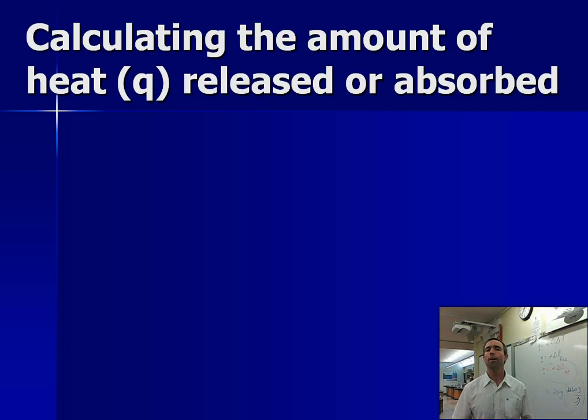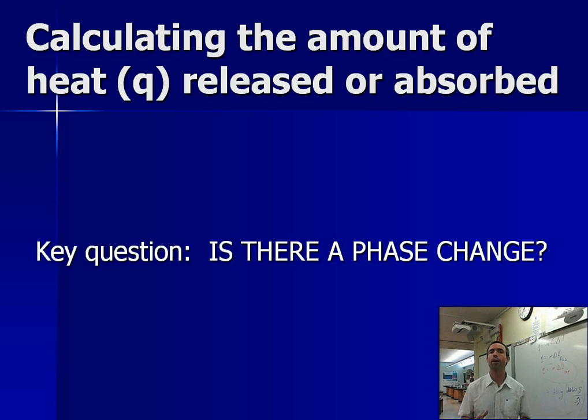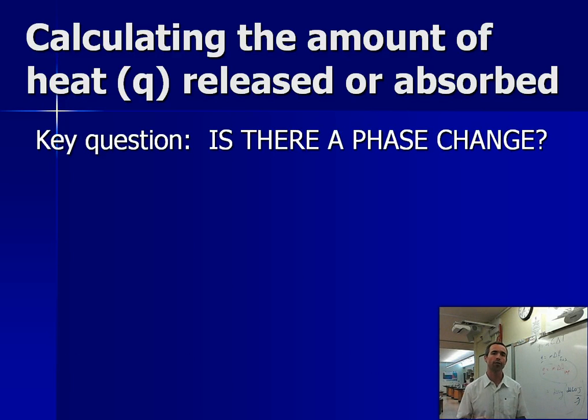Okay, now what we want to do is calculate how much energy is released or absorbed in one of these physical processes or chemical reactions. Now to do that, we're going to need our equation. Before we know what equation to use, we need to ask ourselves, is there a phase change? Remember, this was the key question because I'm going to use a different formula for phase changes than when there's not a phase change. Okay? Now how would I know there's a phase change? Terms like melting, freezing, condensing, vaporization, boiling, all those tell me that there's a phase change.